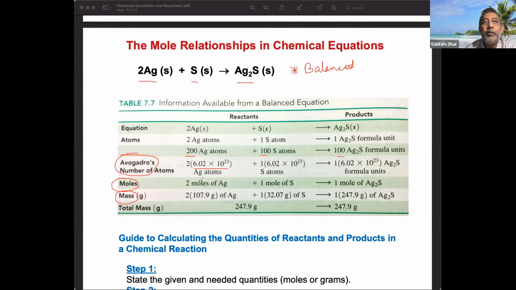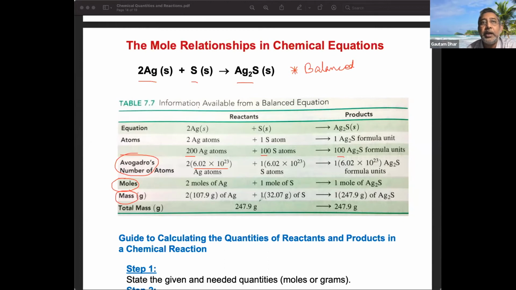And now we can convert the mole to grams using molar mass. So I can say 2 multiplied by 107.9 grams of silver plus 1 multiplied by 32.07 grams of sulfur to give 247.9 grams of Ag2S. So you can do all these conversions with one single equation.